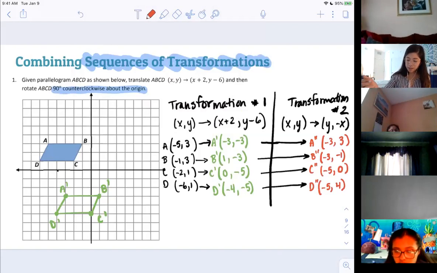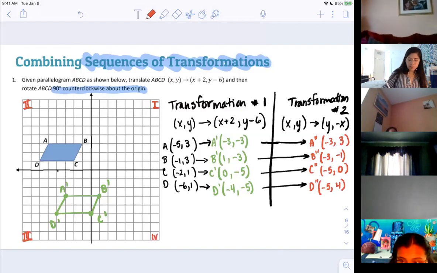So A double prime is, and actually before I plot them, which quadrant, if I'm doing a 90 degrees counterclockwise, which quadrant will this new image be in? That's 1, that's 2, that's 3, that's 4. Where will my image be? 4. Quadrant 4, yeah. All right, let's go ahead and do it. -3, comma 3.